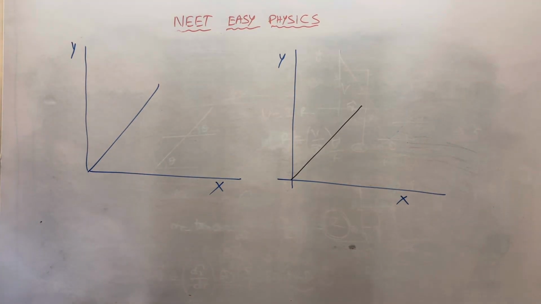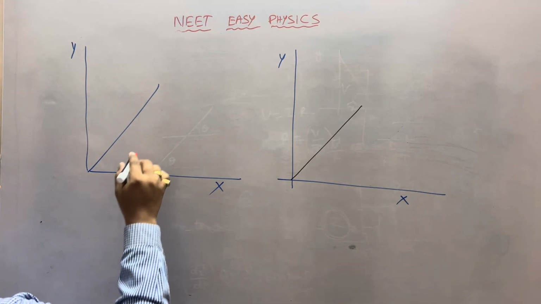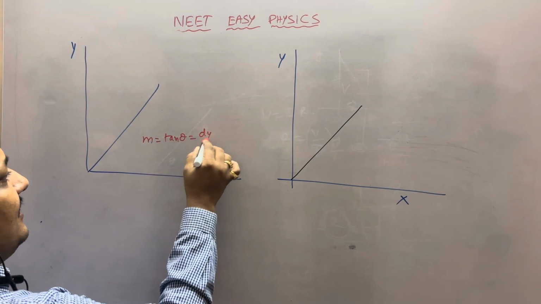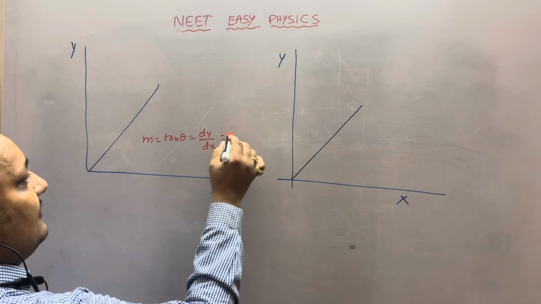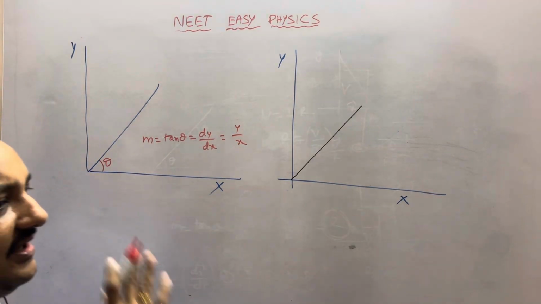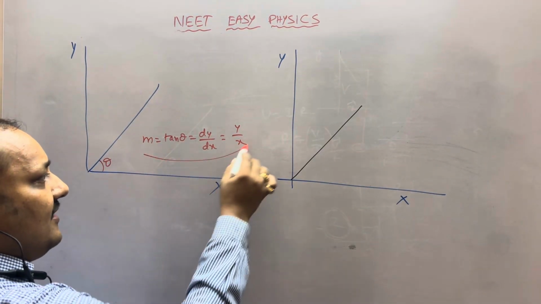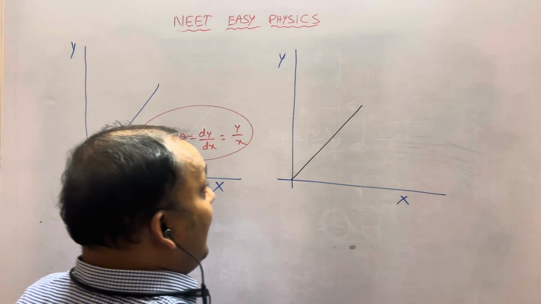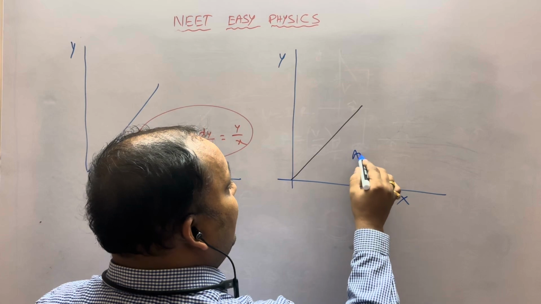So one is slope, which you calculate as tan theta, dy by dx, or y by x. Whenever they give a graph, you have to calculate either the slope or the area under the graph.